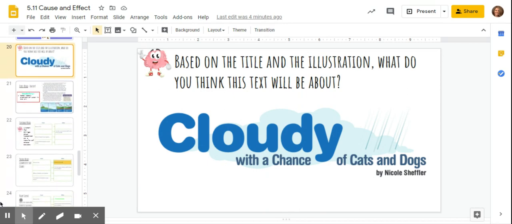Okay, now that you have gotten some energy out and we've had a chance to look at some cause and effect relationships in pictures in a comic, now we're going to focus on our text today. Our text today is called Cloudy with a Chance of Cats and Dogs by Nicole Scheffler. Based on the title and the illustration, what do you think this text will be about?